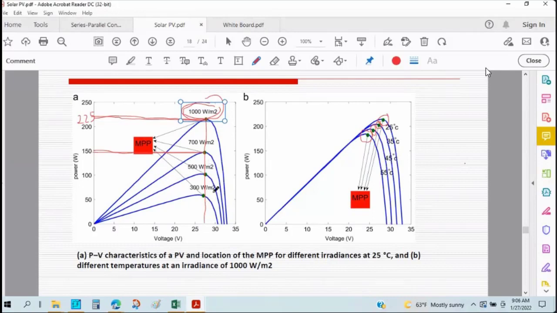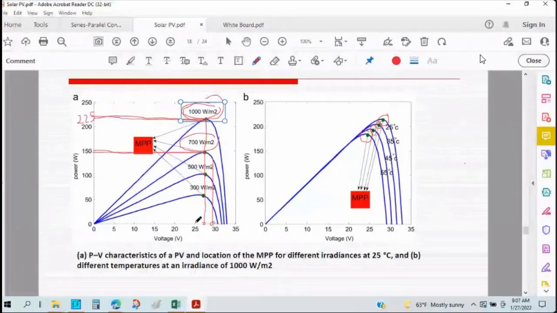Suppose the irradiance rate is 700 watt per meter square. The maximum power that we will get from the solar panel is 150 watt, if we operate the solar panel at this particular voltage, 27 volt, for example. But if we operate the solar panel at a different voltage, let's think that voltage is 29 volt, or if we operate at 25 volt, what will be the power that we can get from the solar panel?